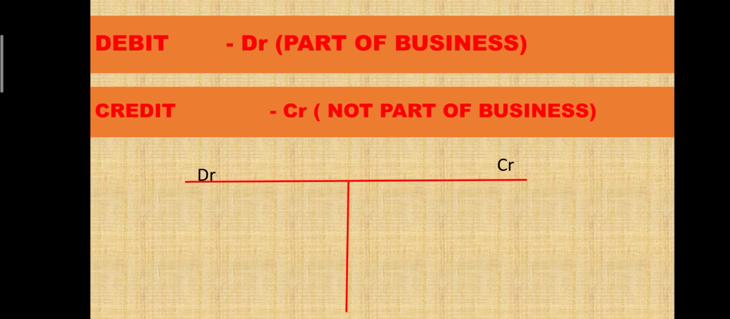The debit entry is shown on the left side and the credit entry on the right side, which is showing on the screen. So DR indicates debit and CR indicates credit.